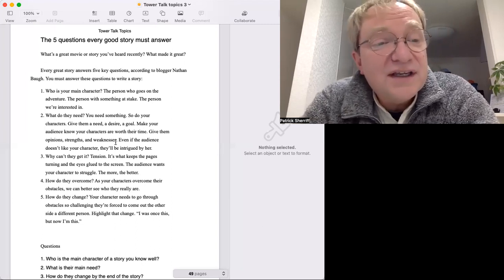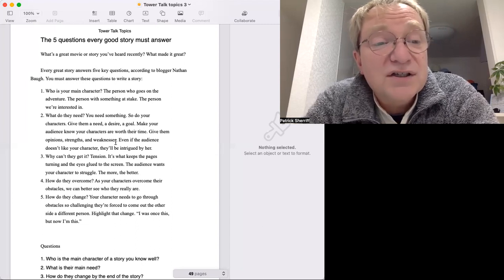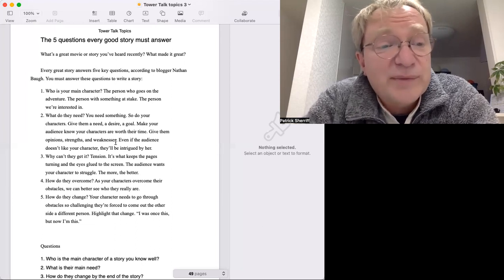Number three, why can't they get it? Why can't they get what they want, this character? There must be tension. It's what keeps the pages turning and the eyes glued to the screen. The audience wants your character to struggle, the more the better.